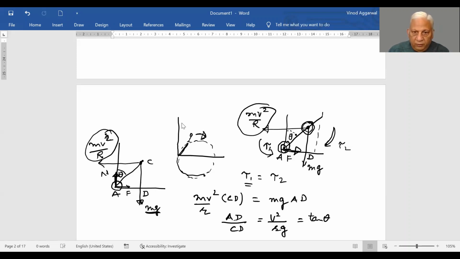So if you are in a circular motion, going with a velocity V, and the radius of the circular path is R, then your bend will be this. This is how much you will be bending. This will be your angle of bending.